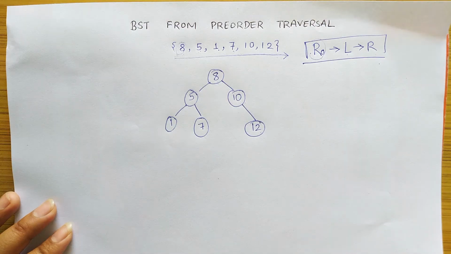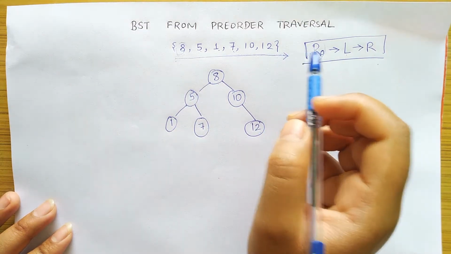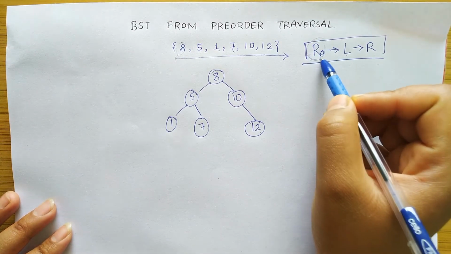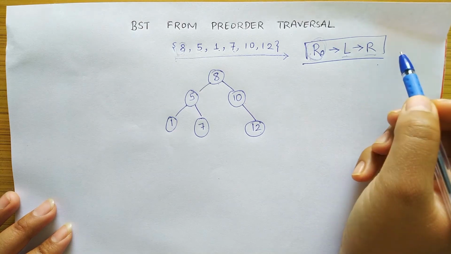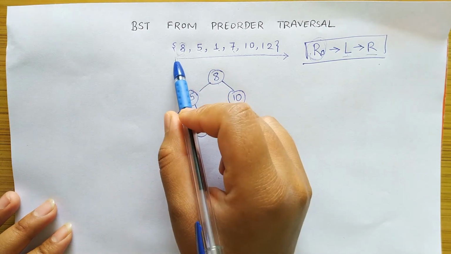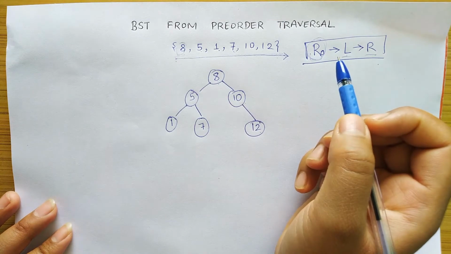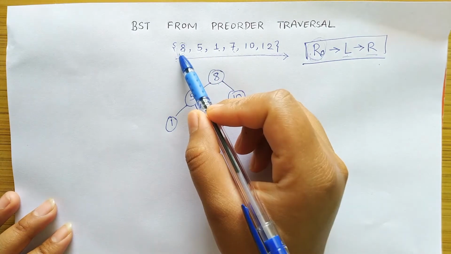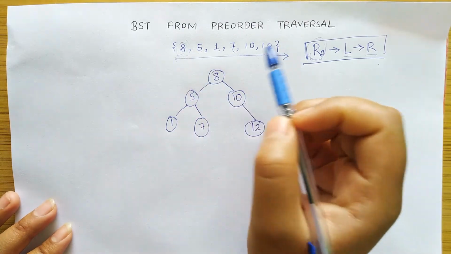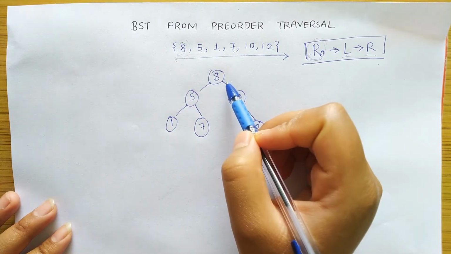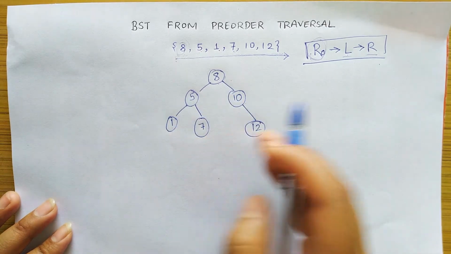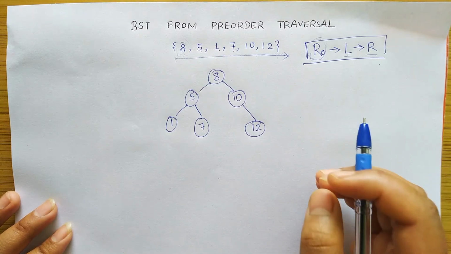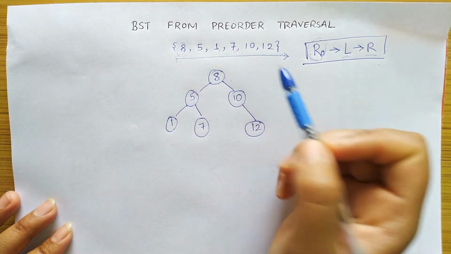So in today's problem, we will be given an array of the preorder traversal of a tree. In a preorder traversal, the root will be visited first, then the left child, then the right child. So what we have to do is form a binary search tree using this preorder traversal. We know for sure that in preorder traversal the first one will be the root. So we make it the root, and after that all the smaller ones will be on the left and larger ones on the right. This is the property of a binary search tree. So we will use that and the preorder traversal to construct this.